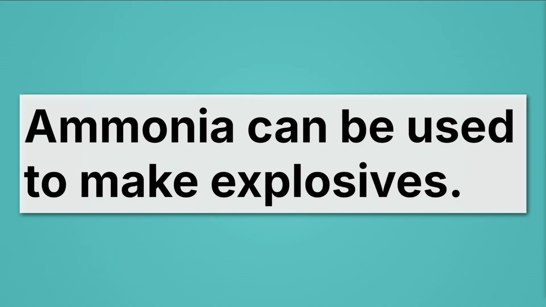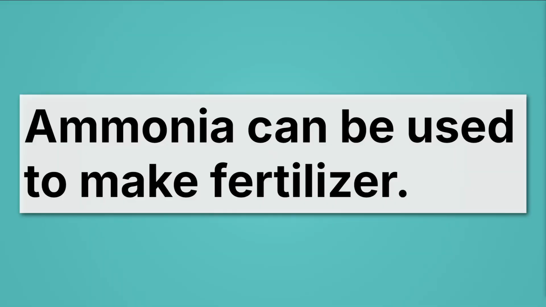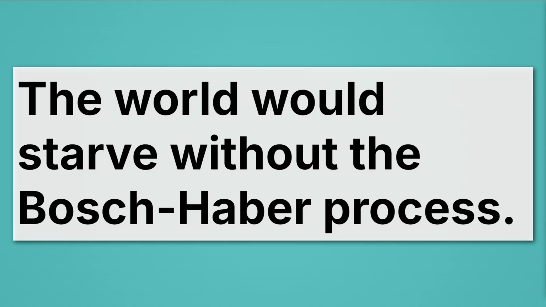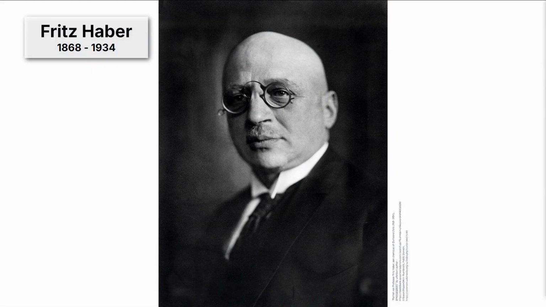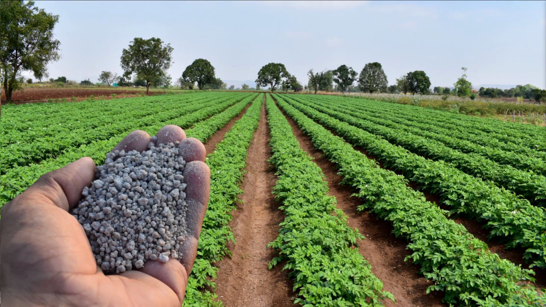But it also has a peaceful use. It can make fertilizer, and that fertilizer allows modern crops. Fertilizer can have negative environmental consequences, but the world would starve without the Bosch-Haber process. So Fritz Haber has a very mixed legacy. On the one hand, he developed explosives. On the other hand, his process feeds billions of people. We'll come back to our friend Fritz Haber at the end of the lesson.